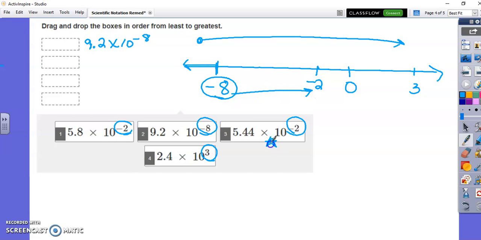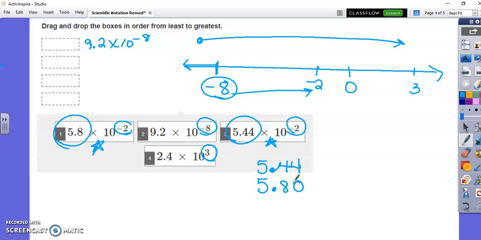And here we have two numbers with the same exponent. So when it comes to that, what you're going to look at is the number out front. So once again, we're trying to find the smaller of the two. So we list them lined up with their decimals. So I have 5.44 and 5.8. A lot of times we like to make sure they have the same number of digits, so we would just add a 0 here.